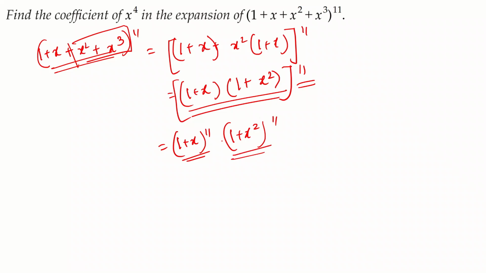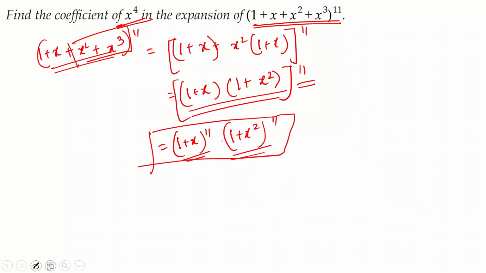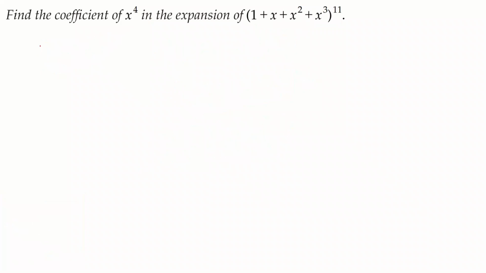Okay, so now let's first read the question. Find the coefficient of x to the power of 4 in the expansion of this. That means we have to find out the coefficient of x to the power of 4 in the expansion of this. Okay, so let me make things a bit cleaner for you.